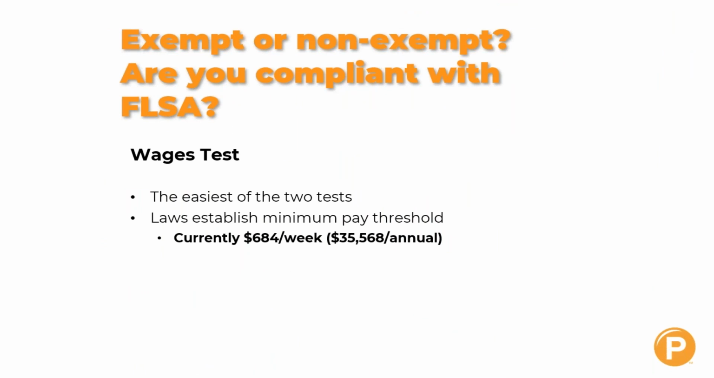So the wage test, or the salary basis test, as it is referred to by the FLSA, is the easier of the two tests. Bottom line, the laws just changed at the first of this past year, the first of 2020. A salaried person or an exempt individual must earn at least $684 a week, and that comes out to $35,568 a year. If you have an exempt person or a salaried person and you're paying them less than that, then they are not exempt. First rule.